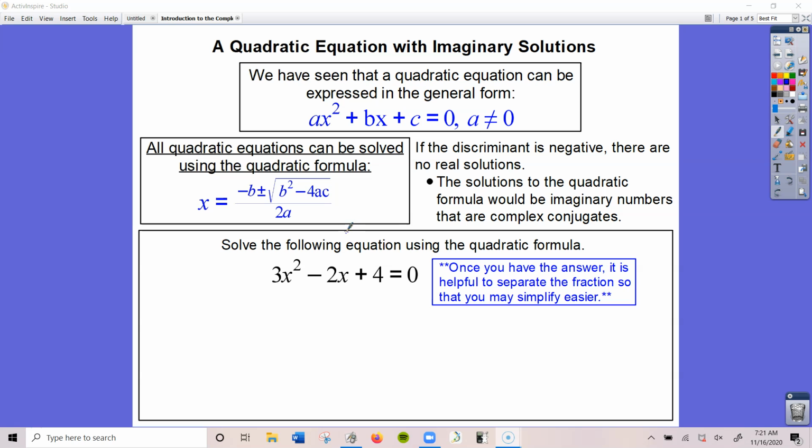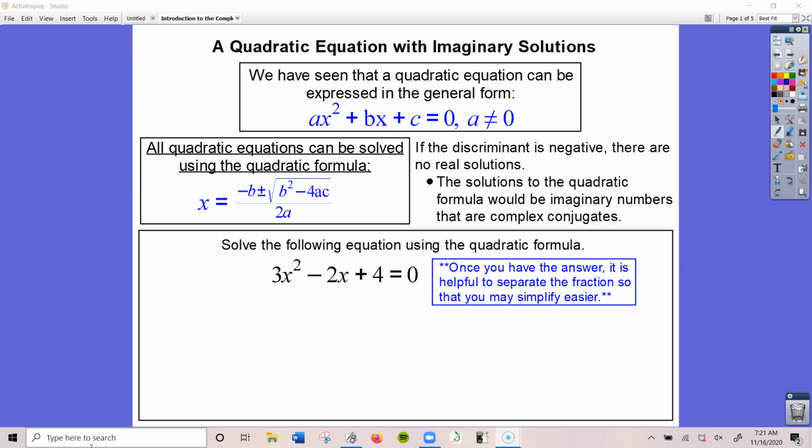Now it's important to remember that a, b, and c represent the coefficients that are attached to your x squared, the x, and then your constant would just be c. Now just as a reminder, you can only use the quadratic formula when your quadratic equation equals to 0.